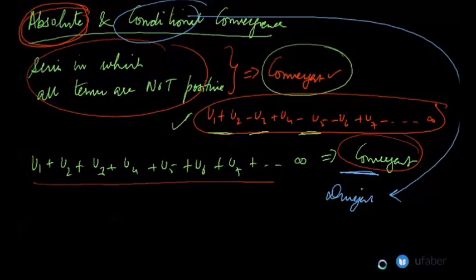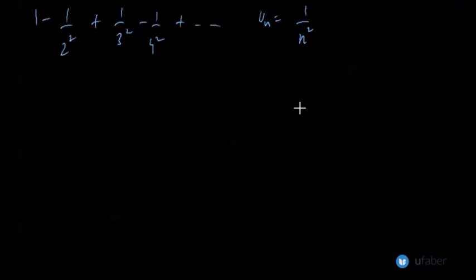Let us look at a series that is 1 minus 1 by 2 square plus 1 by 3 square minus 1 by 4 square and so on. Now this is an alternating series. Okay, let me check the convergence of this alternating series by Leibniz rule. So if you find out un, it will be 1 by n square.